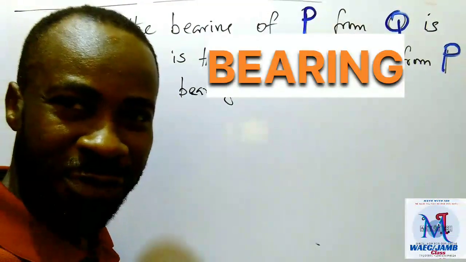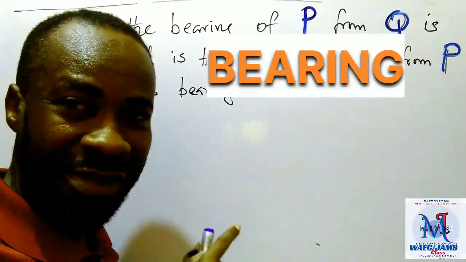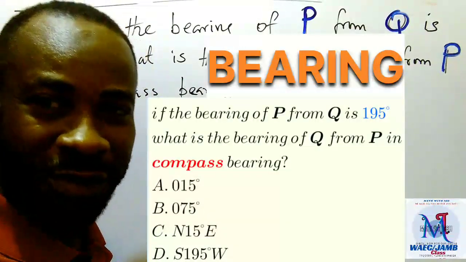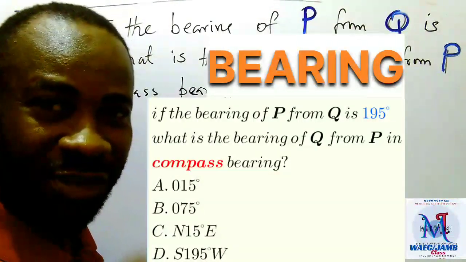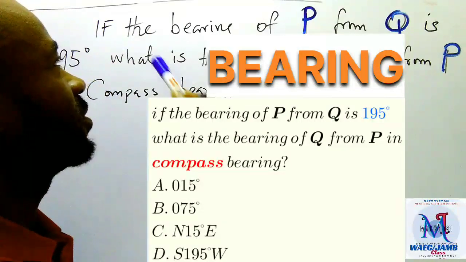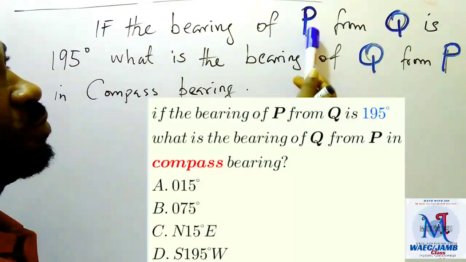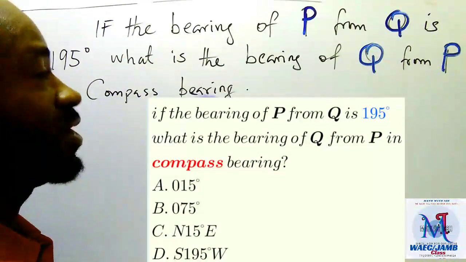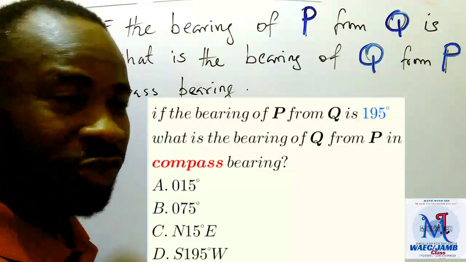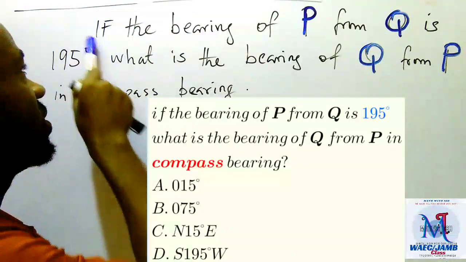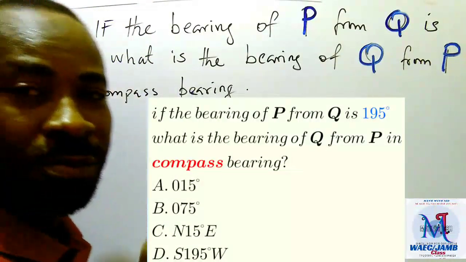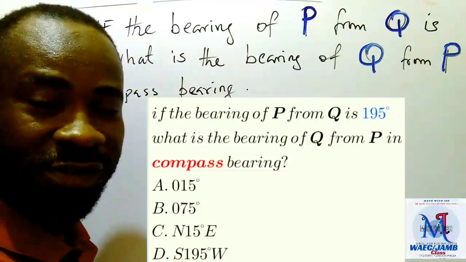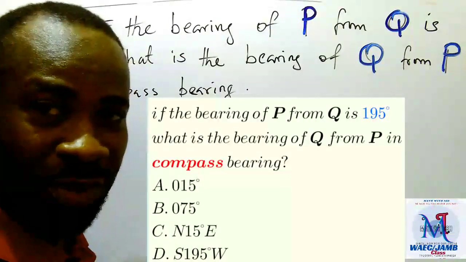Now, today we want to look at the question I set yesterday. I discovered that most of us got various answers, so let's see which answer is actually correct. The question says that if the bearing of P from Q is 195 degrees, what is the bearing of Q from P in compass bearing? Take note, the bearing given to us here is in three-figure bearing, but they want the answer in compass bearing. This is just a simple instruction that you have to obey.